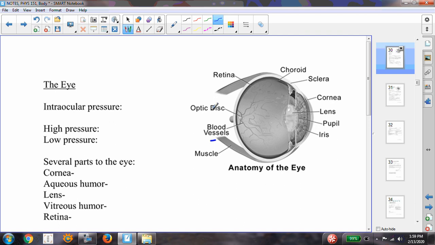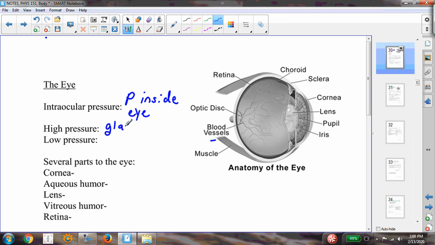So the intraocular pressure, as the word implies, is the pressure inside the eye. Intra is inside, pressure is pressure, and ocular means the eye. High pressure, there are two conditions. High pressure is glaucoma. If the pressure inside of the eye is too big, that's called glaucoma. If you have a low pressure inside of the eye, if your pressure is too low here, you can actually get a collapse of the eyeball.